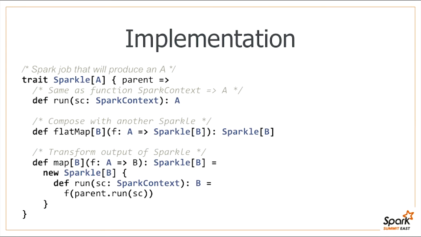Naturally, there's also a map. So at the end of your for comprehension, you want to yield a result. You have an f that goes from A to B. So you do a map, you get a Sparkle of B, and the run method just runs the parent Sparkles and feeds the result into the function you give it to yield whatever result.